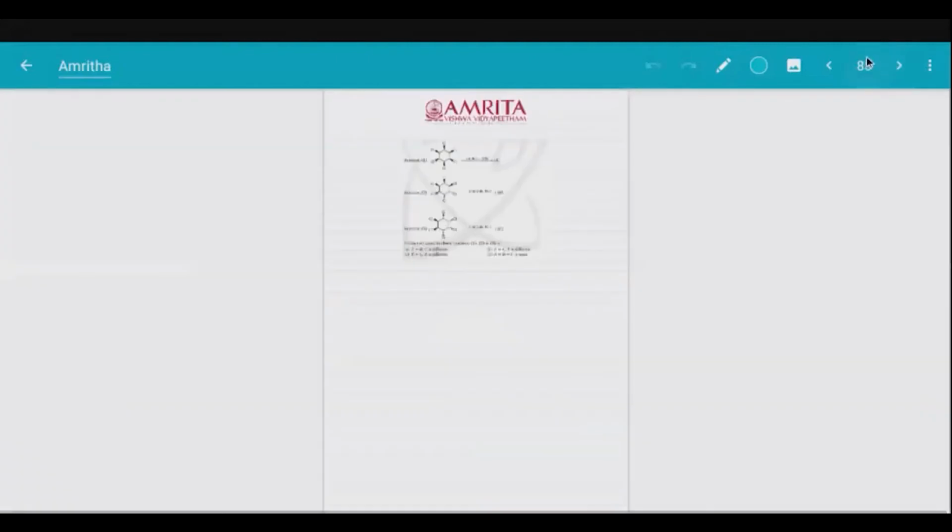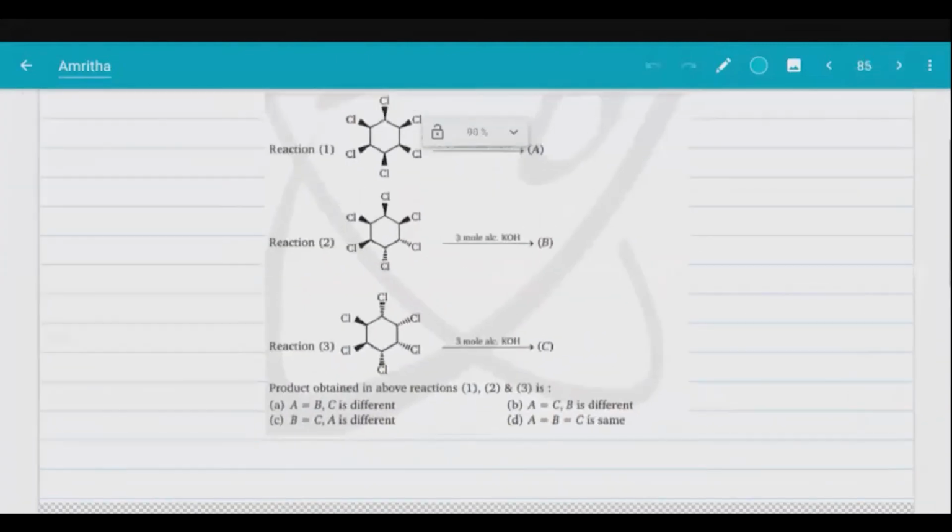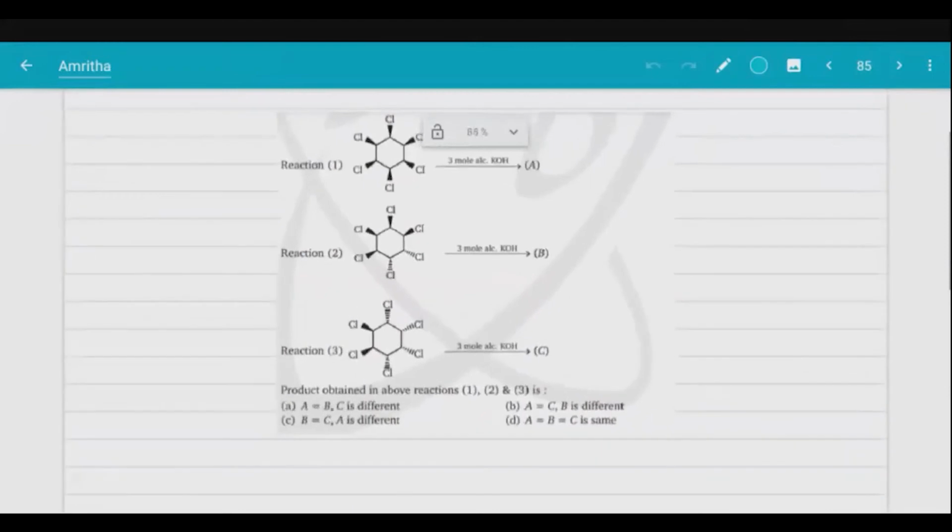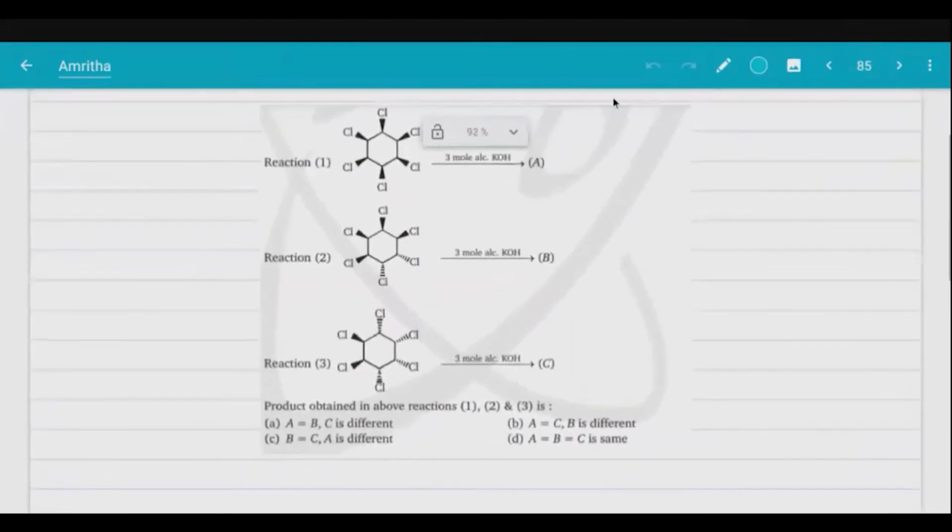Try this one. Very, very important. Can you try? What is A? What is B? What is C? Very interesting question it is. How are they related? Are they equal or different? How will it be?